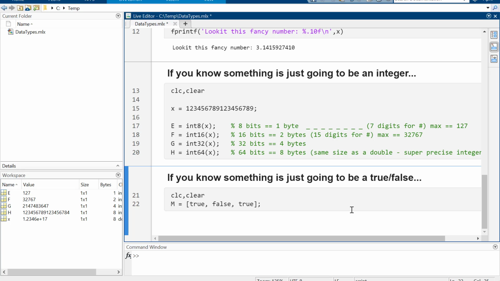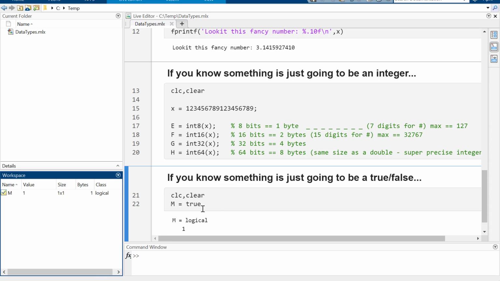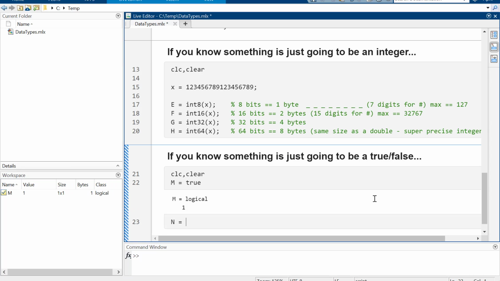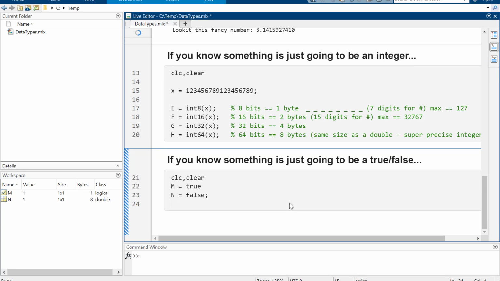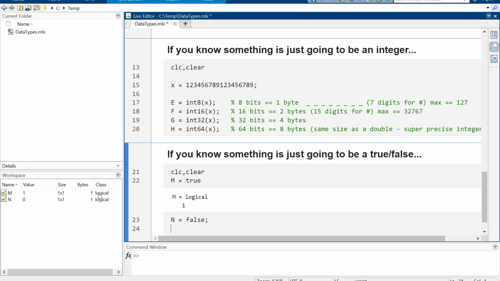And then just as a thing, if you know something's going to be true or false, you can specifically save something as a Boolean. If you say something is true, see, it saves it exactly as 1 byte. So if you instead say n is 1, it's saving it as 8 because it's assuming it's a number. If you actually use the word true in MATLAB, it'll save it as a byte. True or false. See how it says it's logical. So you can save things as a true or a false specifically so that you know you're saving space.